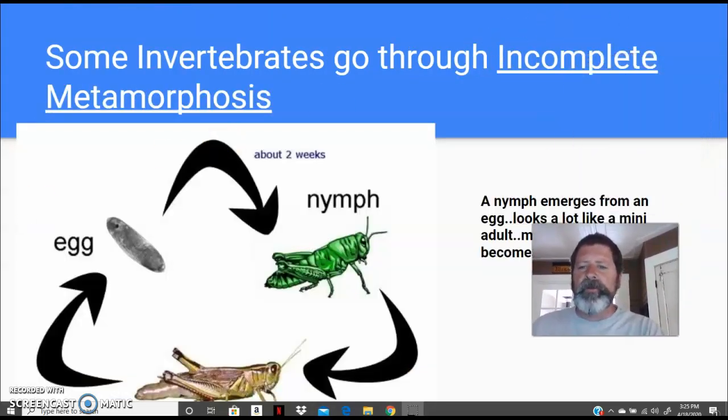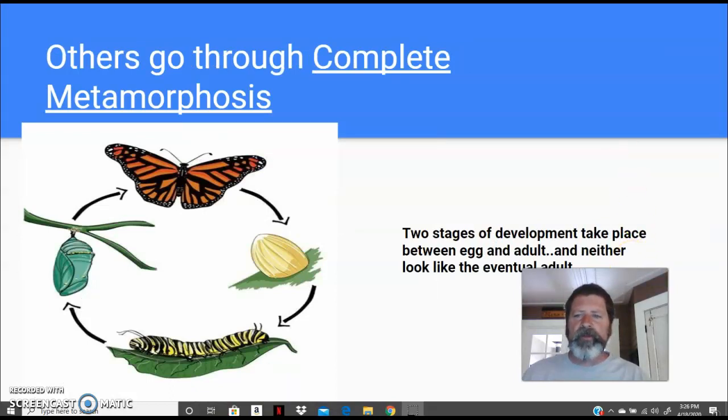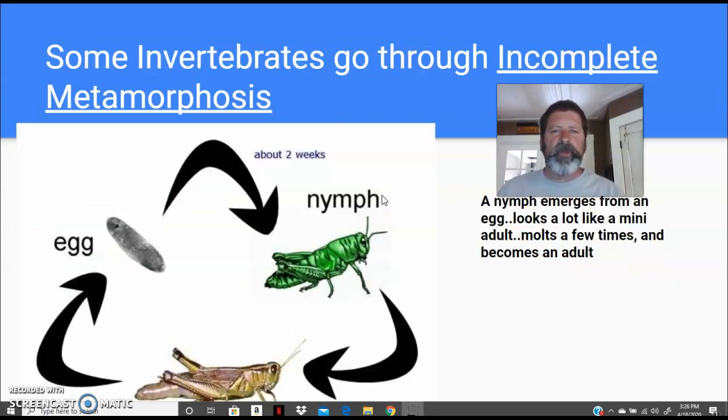Some invertebrates go through something called an incomplete metamorphosis. So they're born looking very similar to their adult self, but they still have a stage to go through called a nymph stage. And then eventually, after some molts, they become an adult. And others go through what's called a complete metamorphosis. So there's two different stages between egg and adult. And that's the difference between a complete and an incomplete metamorphosis.